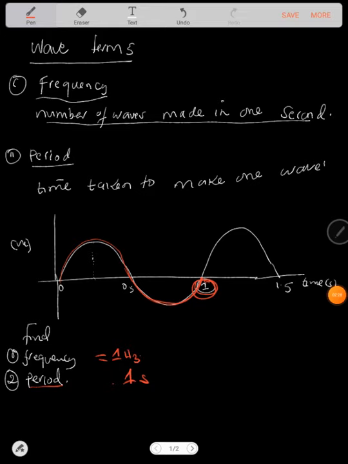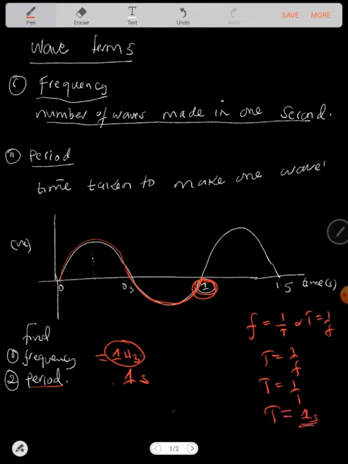We can also find frequency and period by using this. Frequency is equal to 1 over period. Or you can say period is equal to 1 over frequency. We already found frequency, so period is 1 over frequency. So this will be 1 over 1. So period is equal to 1 second. That's how we came up with this. It's the other way around.